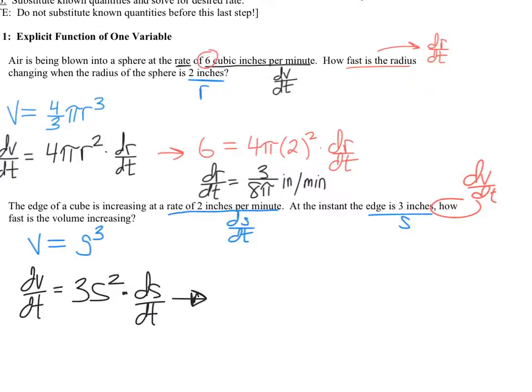We've taken the derivative, we did all the hard work. So s is 3, and we're looking for dV/dt. It's already solved for the thing that we're looking for, which is great. So dV/dt is going to be 3 times 3 squared times 2, which is what, 54?